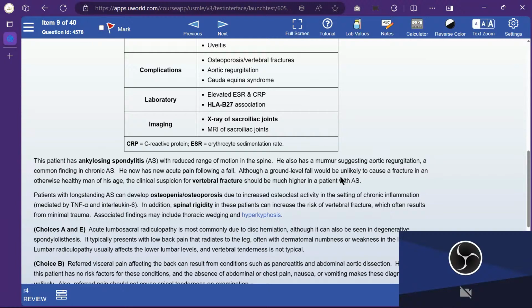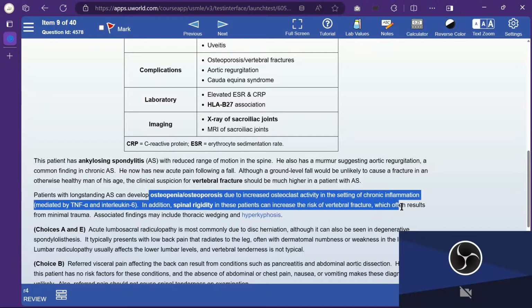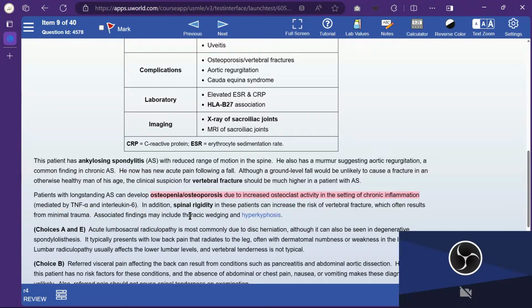Although a ground level fall is an unlikely cause of fracture in an otherwise healthy man, the clinical suspicion of vertebral fracture should be much higher in patients with AS. Patients with long-standing AS can develop osteopenia or osteoporosis due to increased osteoclast activity in the setting of chronic inflammation, mediated by TNF alpha and interleukin.